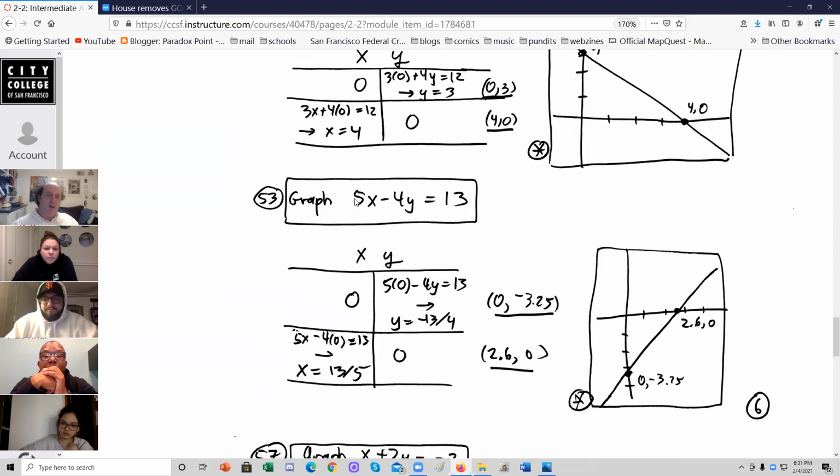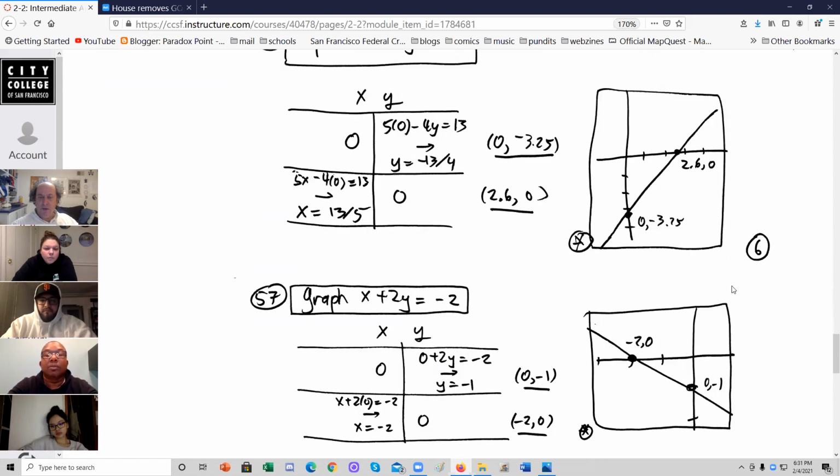Here's graph 5x minus 4y equals 13. Same routine. We set x equal to 0. Into here, we get an equation, y equals negative 13/4. So (0, -3.25), this point here. Set y equal to 0, you get 5x minus 4 times 0 is 13. After a bit of algebra, x equals 13/5. So we get (2.6, 0) plotted here. And we draw the line, and there's your equation, and there's your graph.